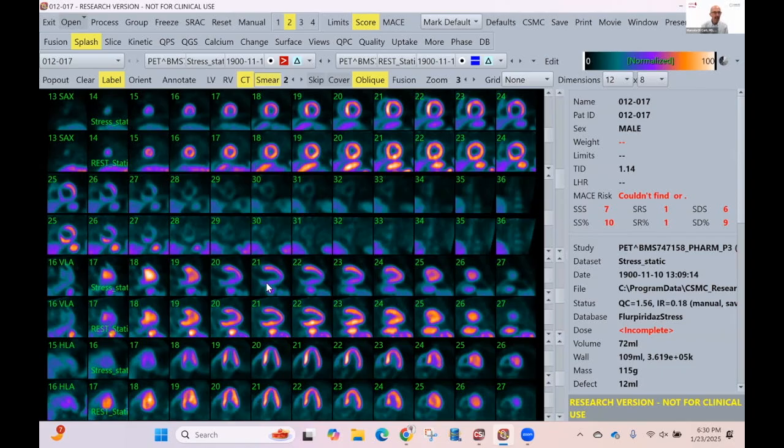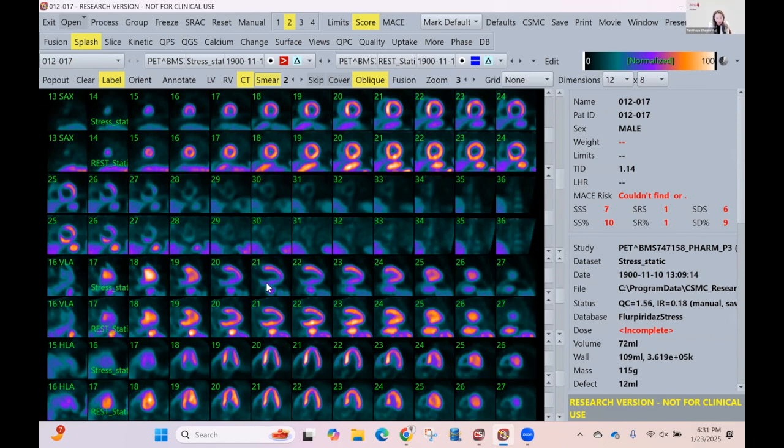So in this particular case, I think there's evidence of stress-induced ischemia in the mid to distal LAD involving apex and apical LV segments. And then a second area of abnormality seems to involve the mid and basal portions of the inferior and inferoseptal walls. So I would say that this is consistent with ischemia in the mid to distal LAD and right coronary territory.